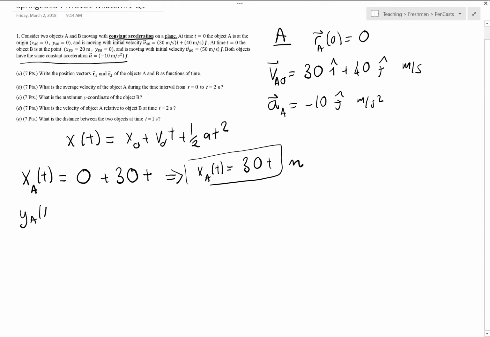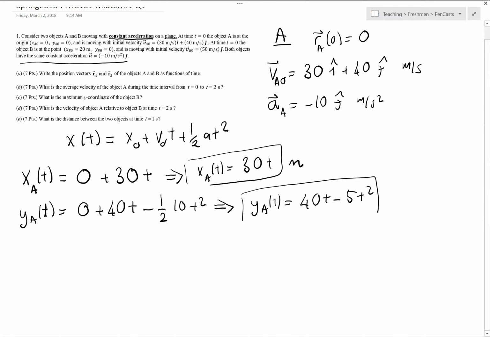How about ya of t? It starts at 0 because of the origin, it has an initial velocity of 40 meters per second, but there's an acceleration of minus 10 meters per second squared along the y direction. So y of t is 40t minus 5t squared, expressed in meters, which means I can actually find RA. Well, let's write these later.